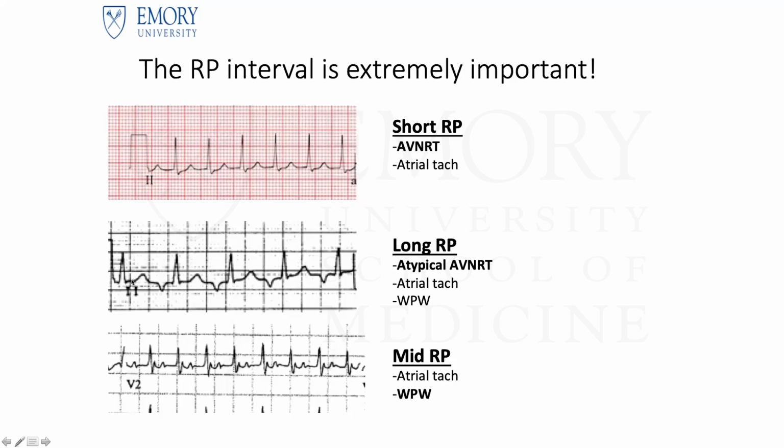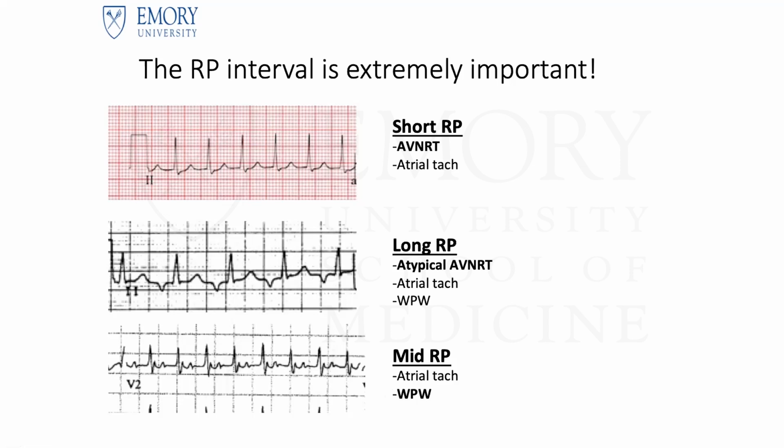The long ones, where you see this discrete long RP interval, can be atypical AVNRT. That is when instead of going down the slow pathway and up the fast pathway, you're going down the fast and up the slow. So that one can be atypical AVNRT, a long RP tachycardia. Atrial tachycardia and WPW or AVRT can be long, and then mid are more likely to be WPW, and can also be atrial tachycardia, again depending on the conduction of the AV node.